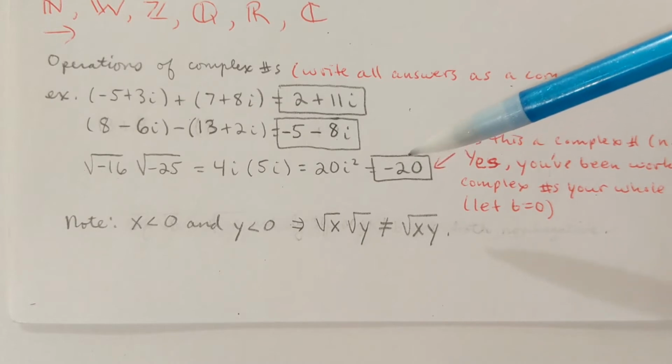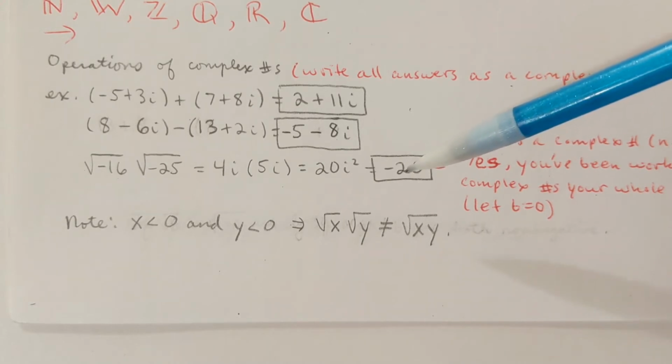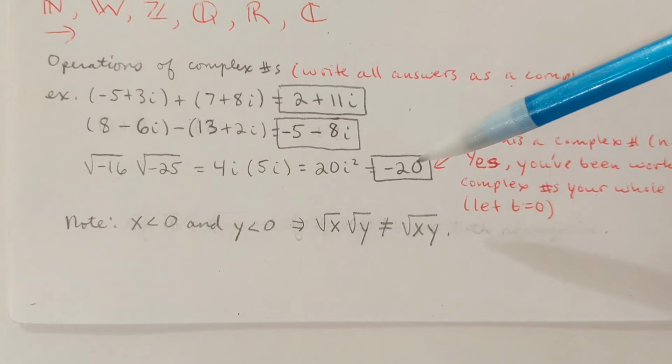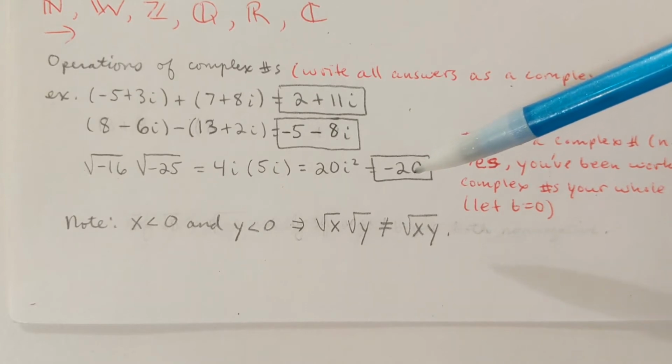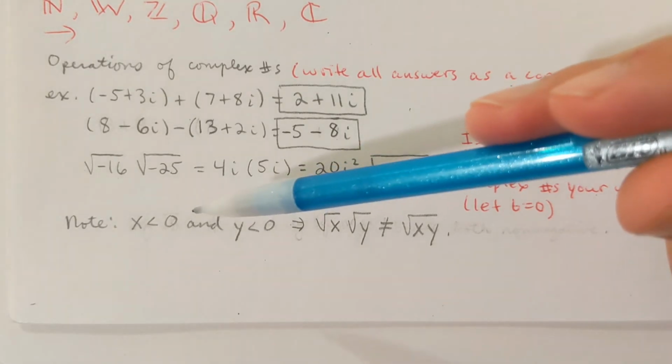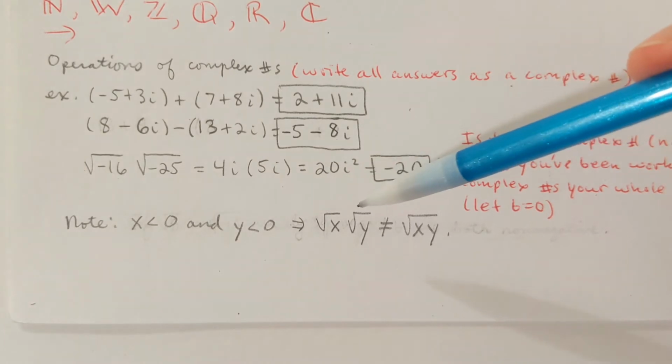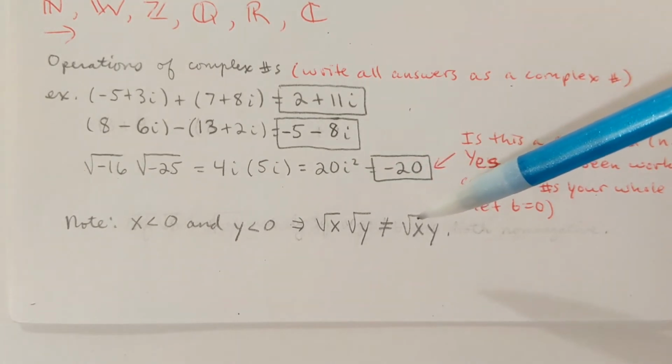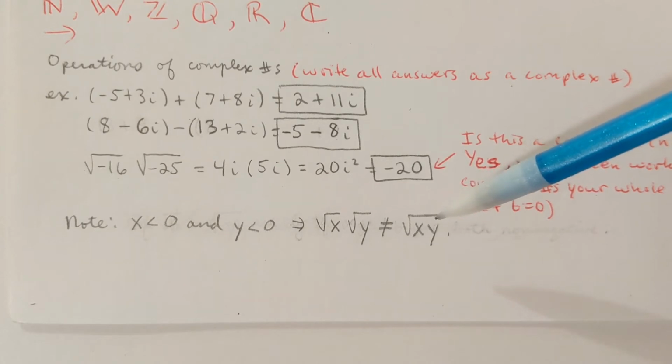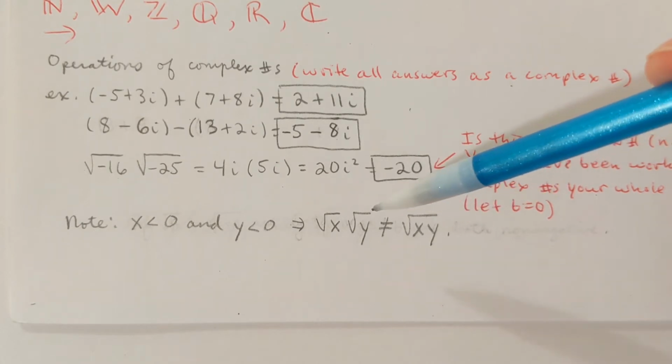Hold up, so what's the answer then? Is it 20 or is it negative 20? Well, negative 20 is what I got circled. 20 would be incorrect. You see, if x is less than 0 and y is less than 0, then the square root of x times the square root of y is not the same as the square root of x times y. That's an important note.